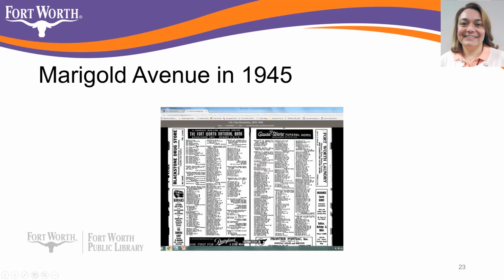I'm showing you a city directory, which is Marigold Avenue in 1945. And we get the digitized image of Marigold Avenue showing all of the residents on that street in 1945. What's especially nice about the city directories is that it'll show the residents. So you're not only going to find homeowners, you're going to find renters. You're going to find who was living at that address in 1945.